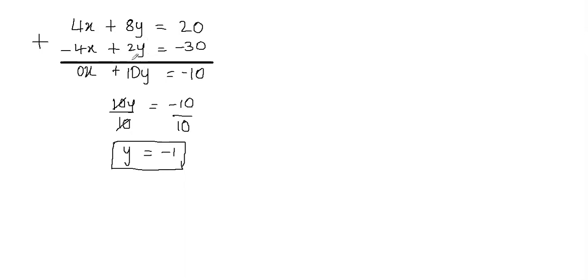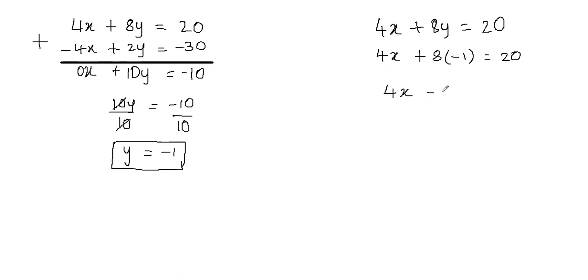Now the value of y can be substituted into either of the original equations to find the value of x. And it really doesn't matter which equation you choose, but I'll choose the first equation because the first equation just has positive signs in it. So 4x plus 8y is equal to 20. And I'll substitute negative 1 for y in this equation. So this will be 4x plus 8 times, in place of y, I'll plug in negative 1, is equal to 20. This will be 4x, 8 times negative 1 is going to be negative 8, is equal to 20.